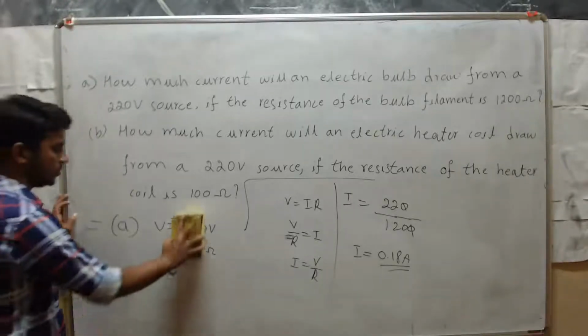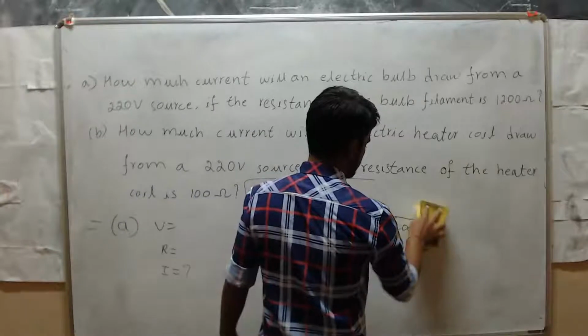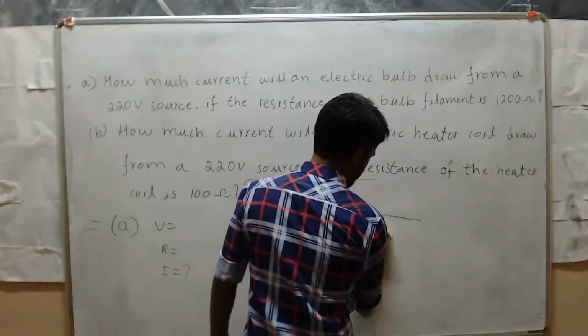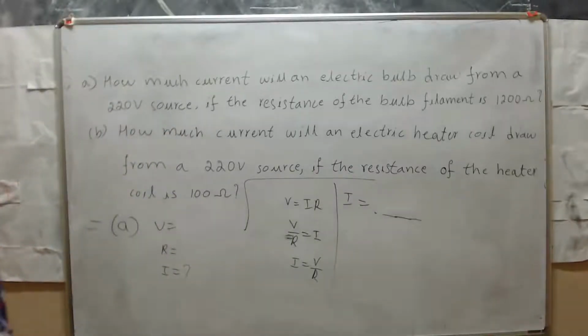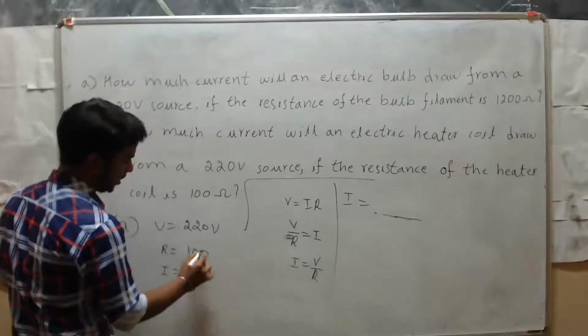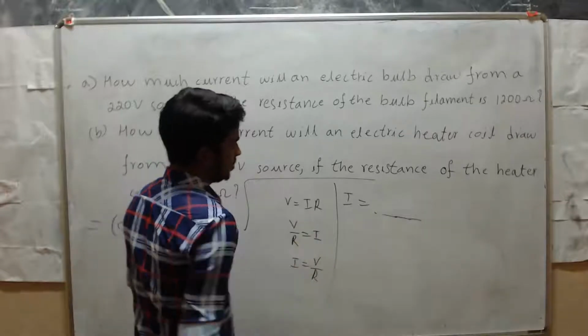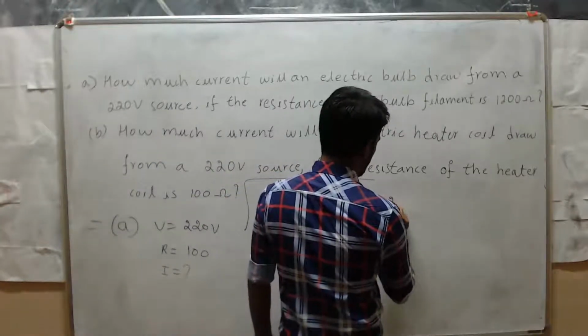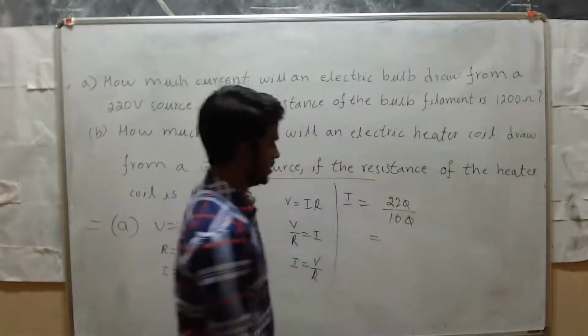Now, second one. The second case also we need current. See, how much current will an electric heater coil draw from a 220 volt source if the resistance of the heater coil is 100 ohm. So voltage is once again 220, then the resistance is 100. We need current. Okay, already the formula is arranged. So substitute the values. 220 divided by 100. 0 cancel.